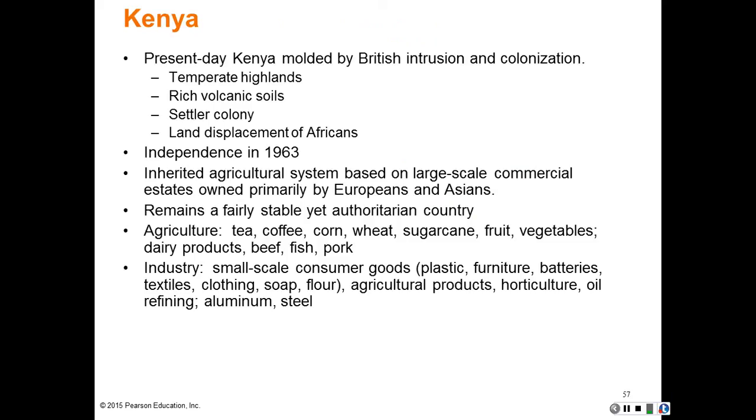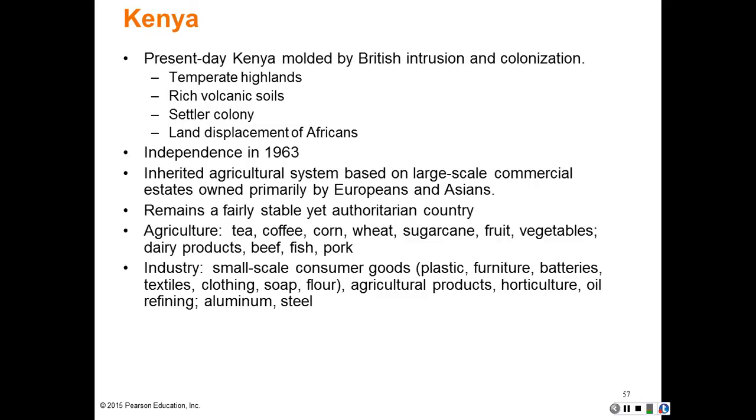Present-day Kenya, our last country, is molded by British intrusion and colonialization. It has temperate highlands, rich volcanic soils, settler colonies, and there was land displacement of the African indigenous population. Kenya achieved its independence in 1963 and inherited an agricultural system based on large-scale commercial estates owned primarily by Europeans and Asians. It remains a fairly stable yet authoritarian country.